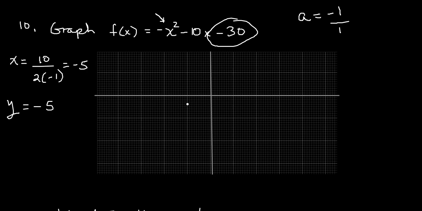Let's see. I didn't leave enough room on here, so let's just divide these in half, and all these in half. We'll have enough room then. So 1, 2, 3, 4, 5. 1, 2, 3, 4, 5.